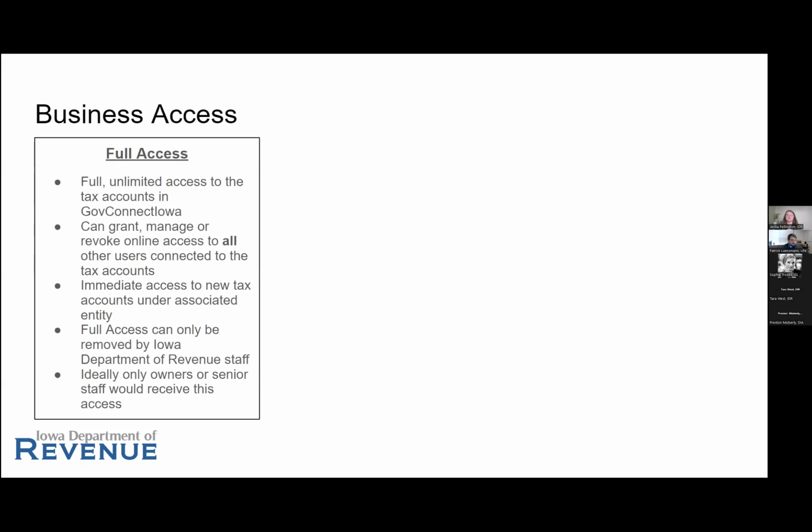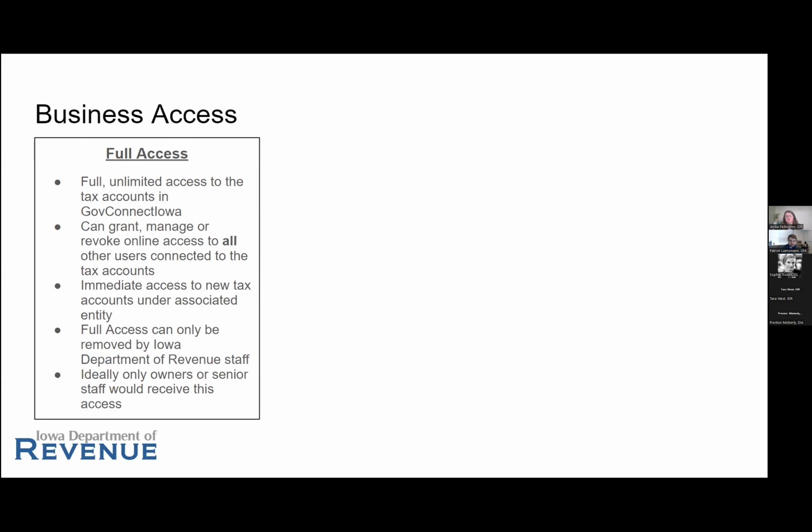Full access is the first and most powerful option that's available. This will ultimately give you full and unlimited access to the tax accounts in GovConnectIowa. This option would ideally be chosen by owners or senior staff at a company. It is important to note that full access can only be removed by Iowa Department of Revenue staff or the GovConnectIowa user themselves. So if you or someone on your team has any uncertainty with the longevity of access, just keep that in mind and know that we do have other pathways that may work for you as well, which I'll cover here soon.